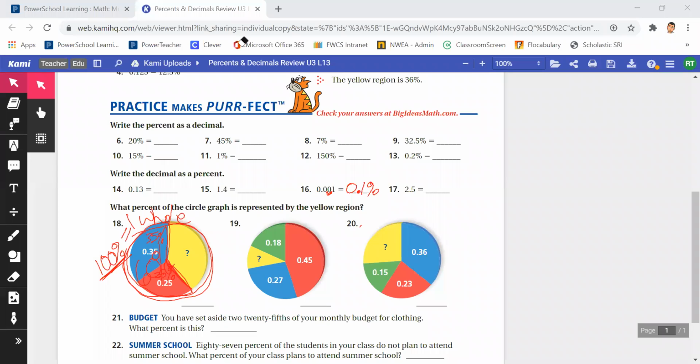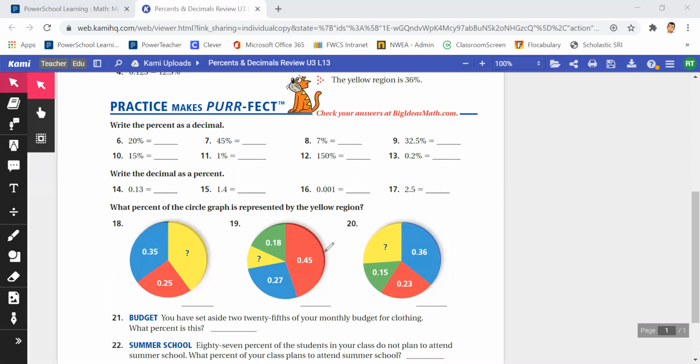So if that's 60%, what is 100 minus 60? I know that 100 minus 60 is going to be 40. So that means that the yellow section is 40%, or if we look at it as a whole, 0.40 or 0.4, 4/10 or 40 hundredths, because those are equal. So you're going to do the same thing here, except again, you have all of these percents or decimals that you need to subtract from the whole to figure out the missing region. So that's how you would do those problems.